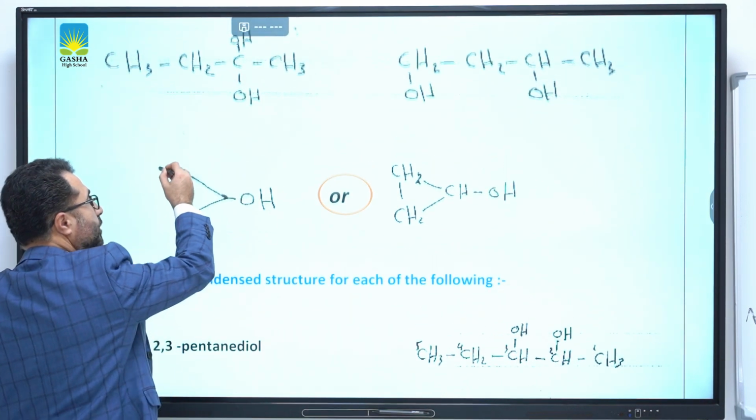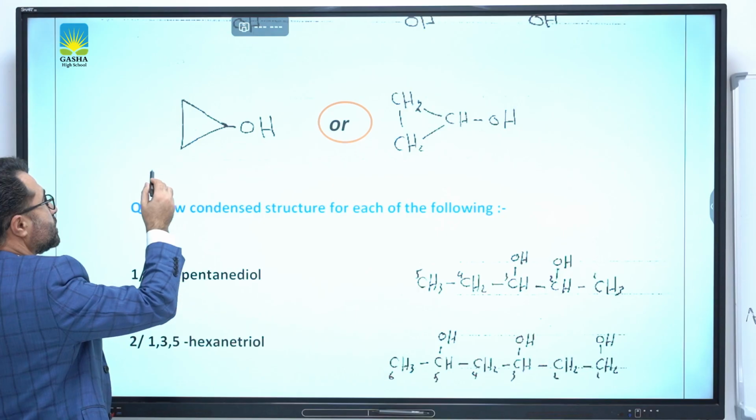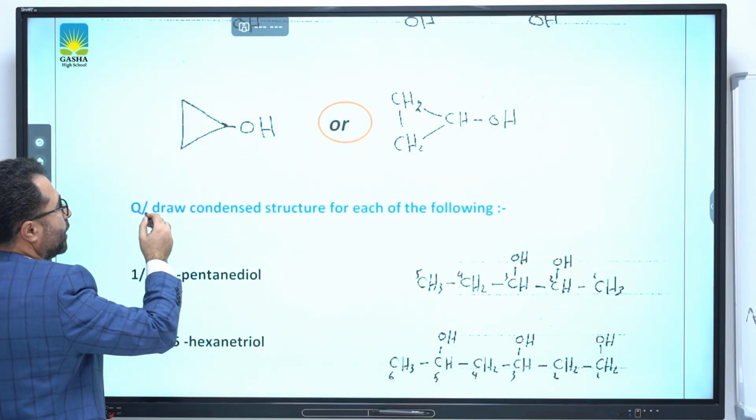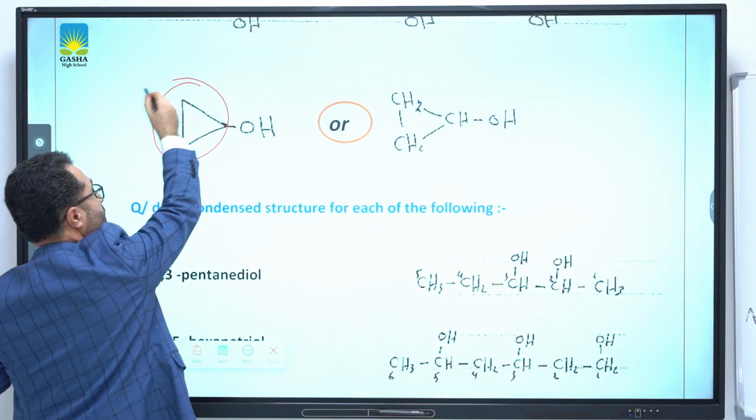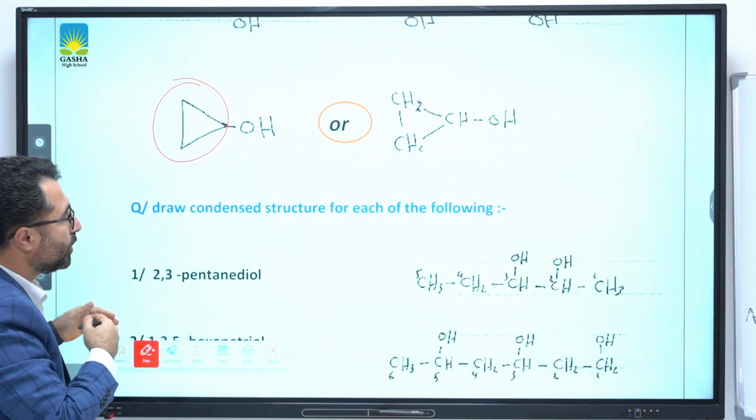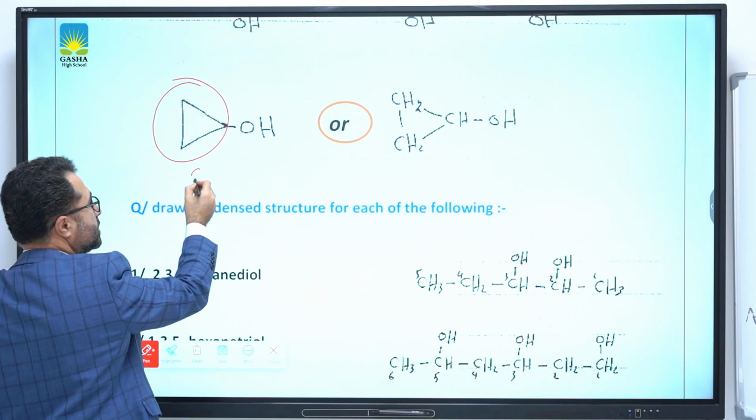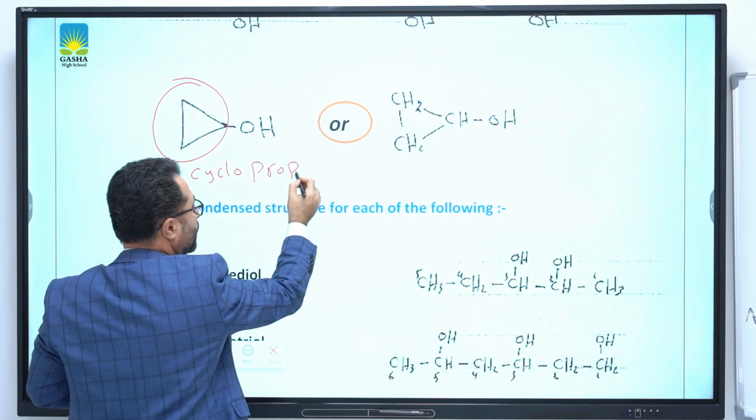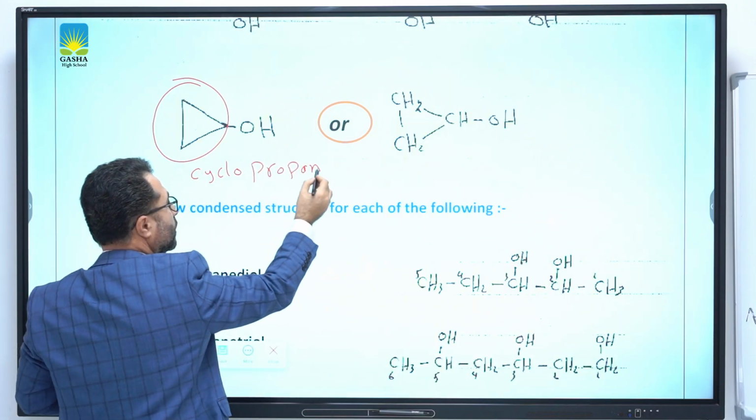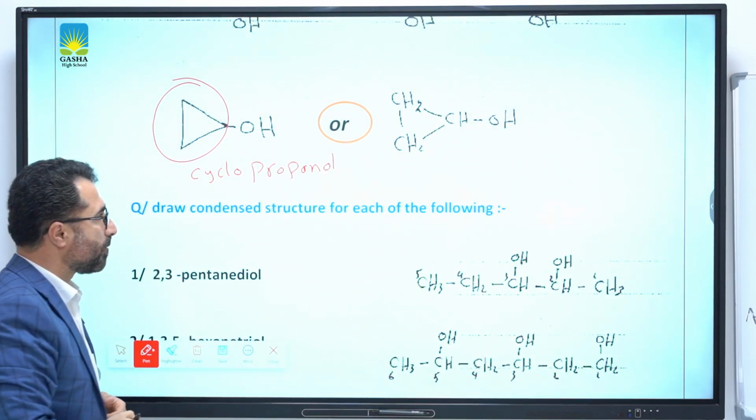Without OH, this one is cyclopropane, right? This one is cyclohexane. We add ol, and it's cyclopropane, add ol, cyclopropanol.